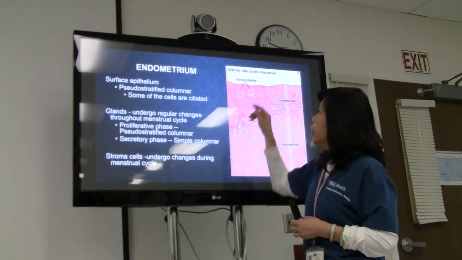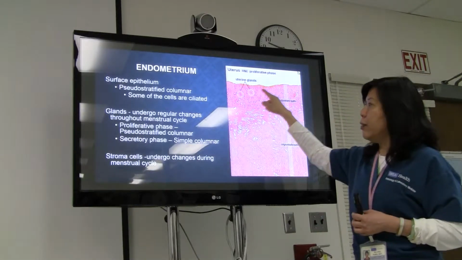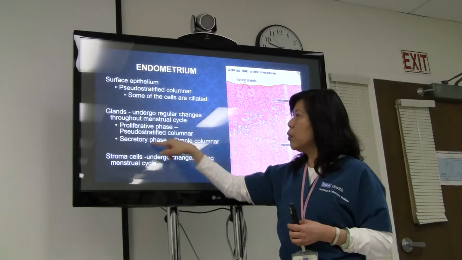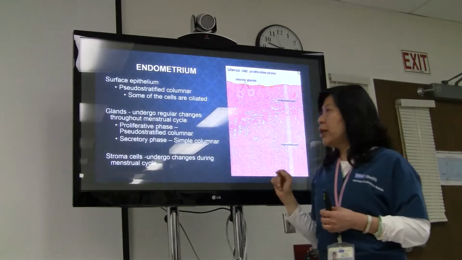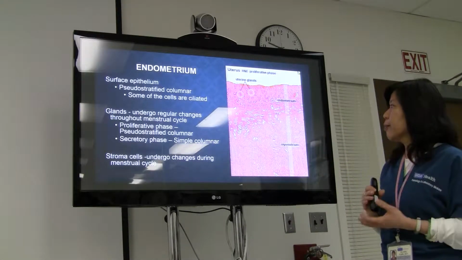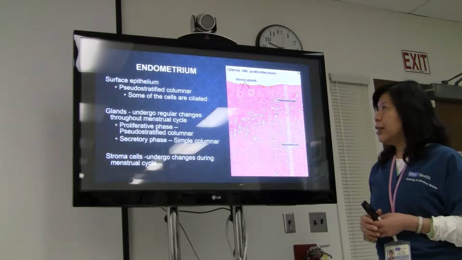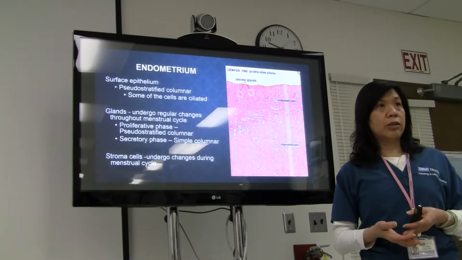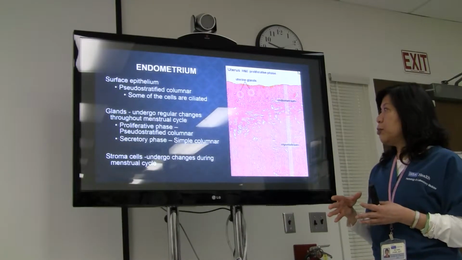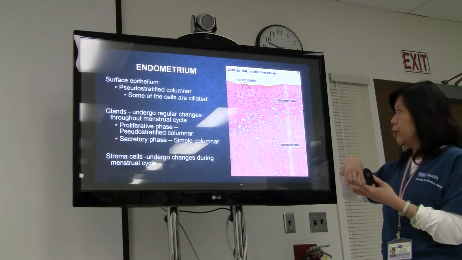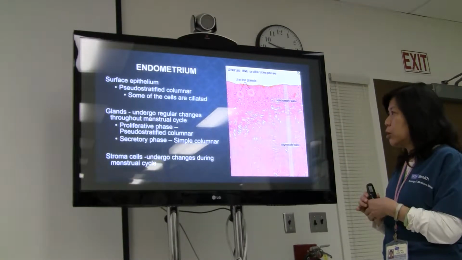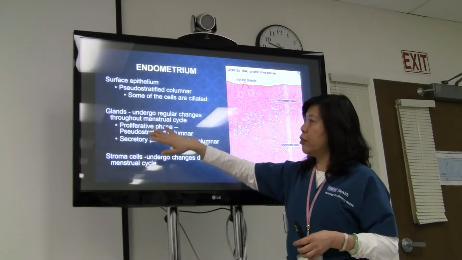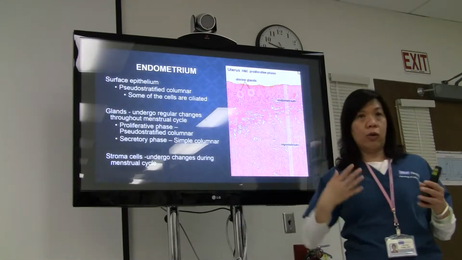Okay, so that's what the surface epithelium looks like, and the glands undergo regular changes throughout the menstrual cycle. This is probably one of the most important things that we need to keep in mind later on in another lecture too: the glands in the uterus, in the endometrium, correspond to the menstrual cycles, okay? So the glands could be a very simple structure or it could be a very tortuous and tubular structure. In the next lecture, we're going to talk more about the proliferative phase and secretory phase and the menstrual cycle and ovary function, all of that.